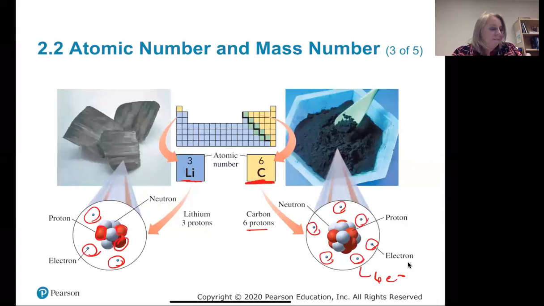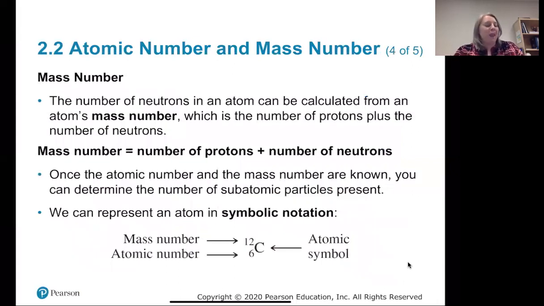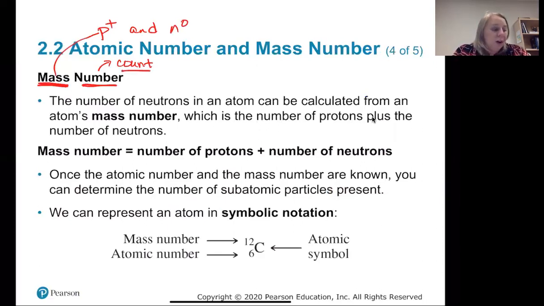Okay? Now we're going to look at mass number. Mass number is something we're going to count. If it's a number, you count it. So what takes up mass inside of an atom? There are 2 things that take up mass inside of an atom. The 2 things that take up mass are a proton and a neutron, basically because we don't count the electron. So it's the count of protons and neutrons, and that's what gives us our mass number.